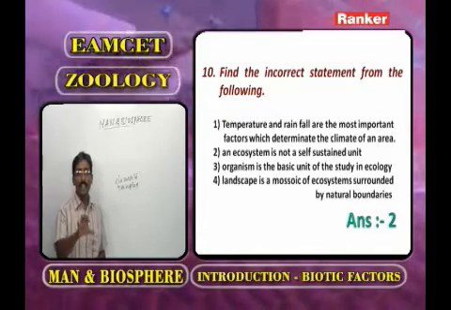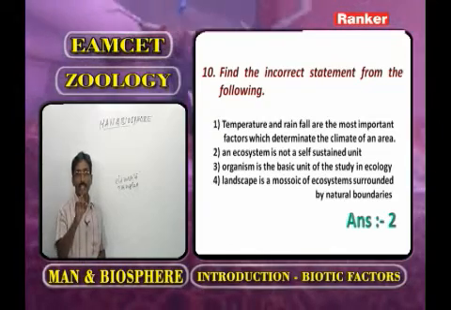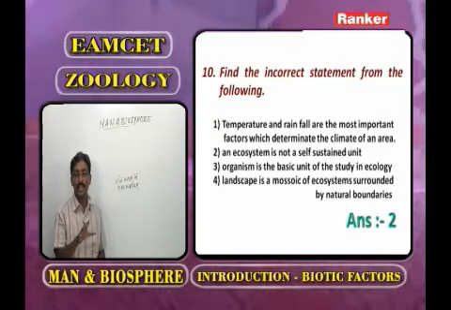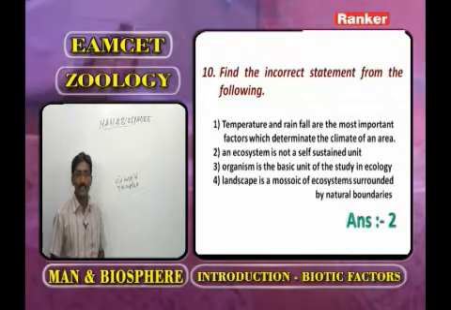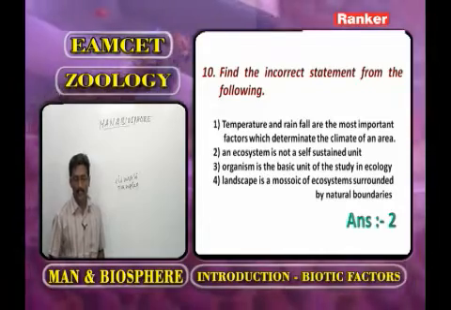So regarding this question, in the given four statements, only the second one is wrong. That is, an ecosystem is not self-sustained. It is self-sustained, so the incorrect one is the second. Now we go for the next question.